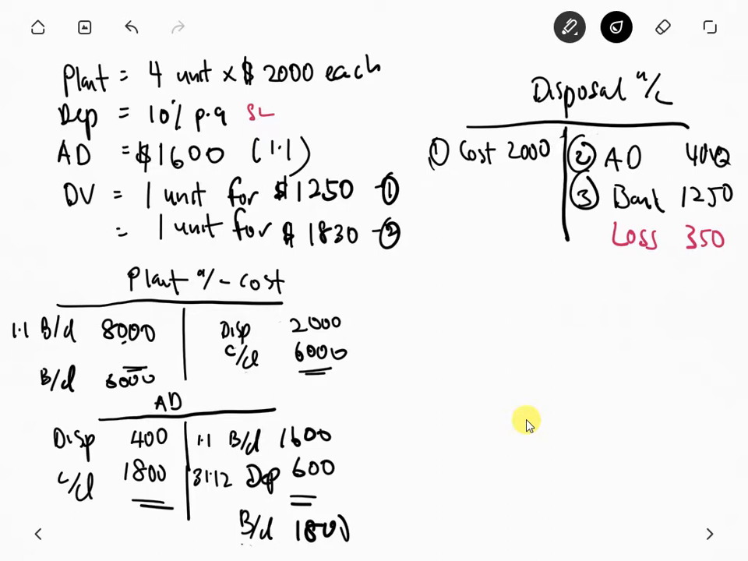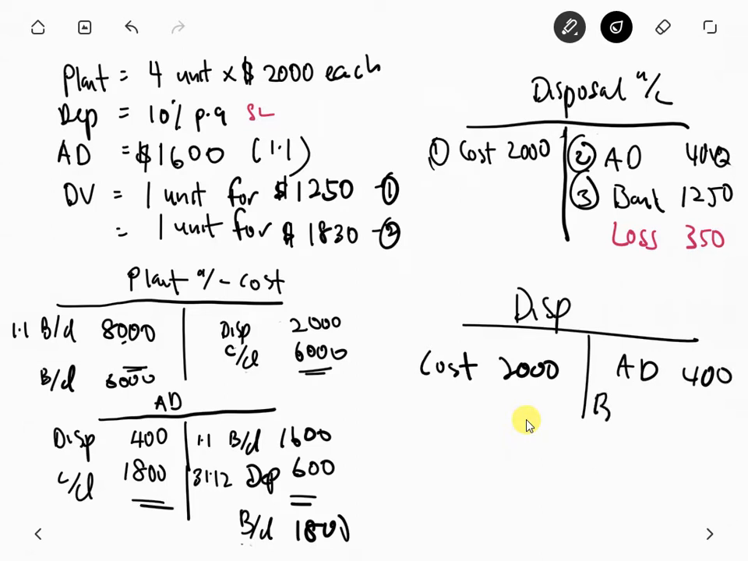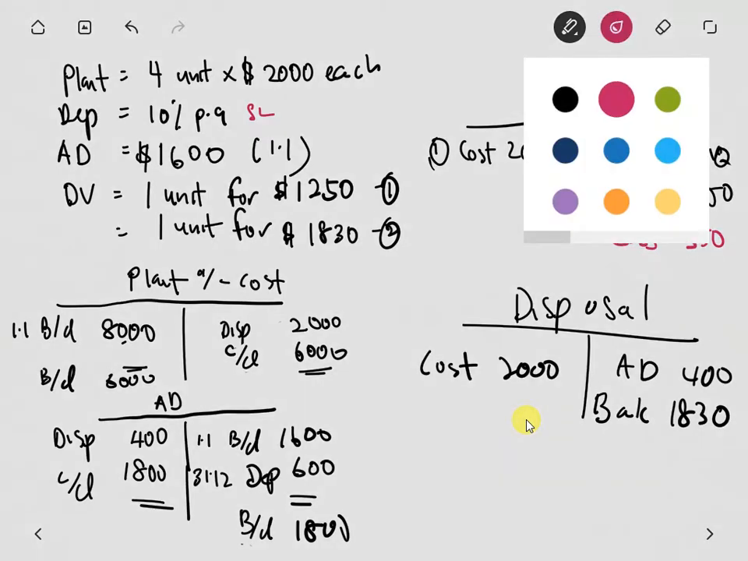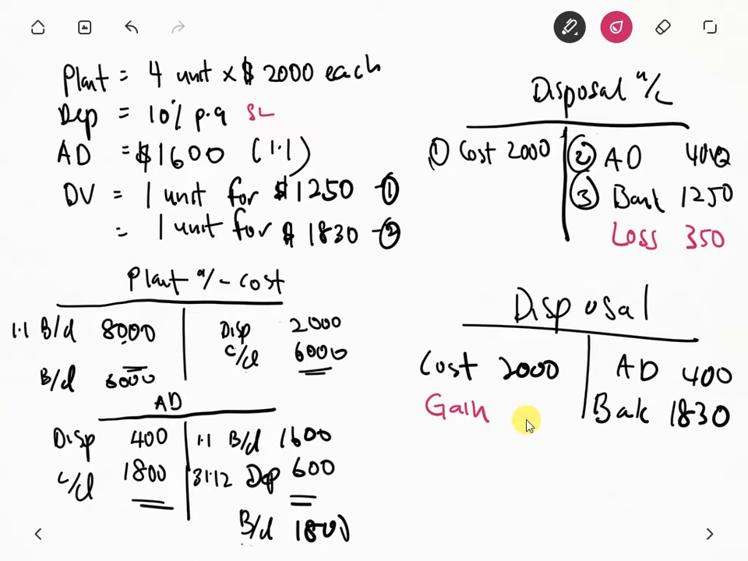What if I sell it for 1,830? Same thing. Step 1, take out the cost. Credit, debit. Take out the accumulated. Debit, credit. Step 3. Debit bank, credit disposal. Net book is 1,600. I sell for 1,830. 230. Okay? 4 steps. Next example.